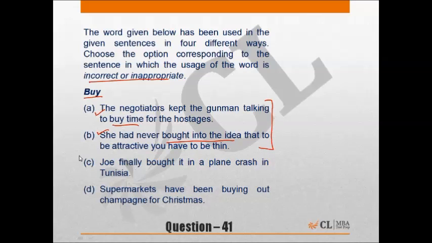And I am sure most of you would have been stuck between C and D as to which is the correct answer. Statement C. Joe finally bought it in a plane crash. Bought it in a plane crash means to die. So this is also appropriate usage. Statement D. Supermarkets have been buying out champagne for Christmas. They have been buying in champagne. I am sure this was difficult for most of you. And while choice D is the correct answer, this is inappropriate usage.